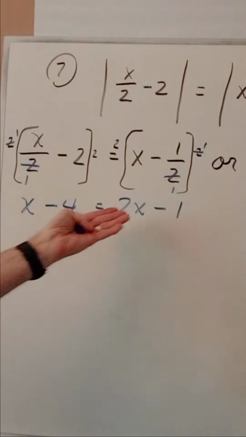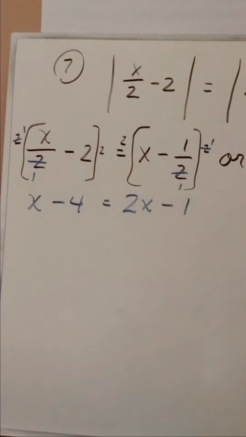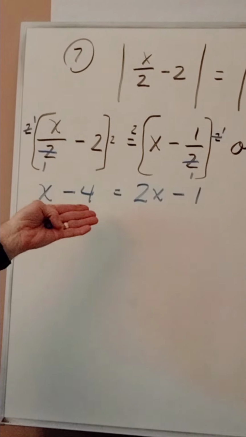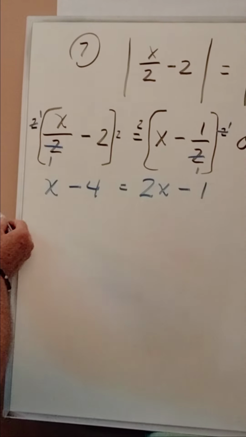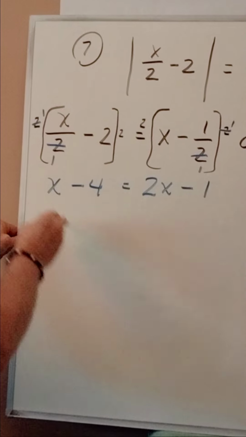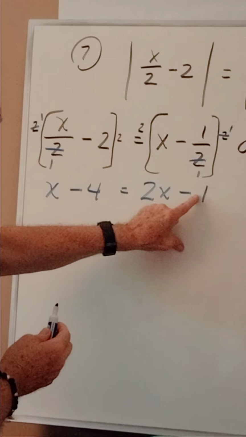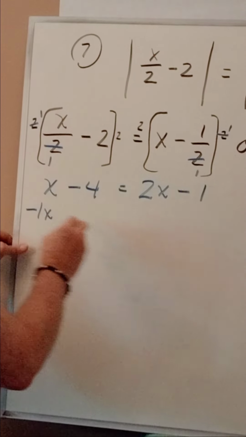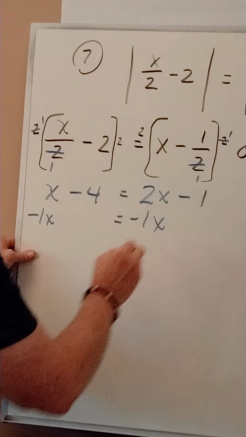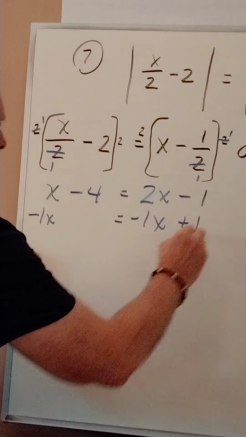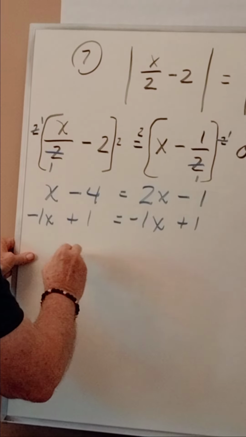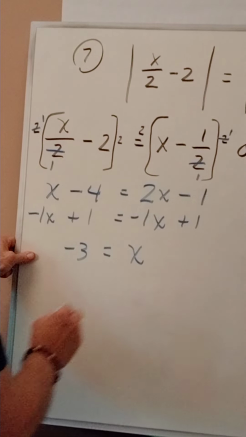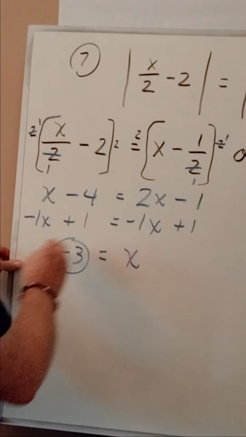Now, you can move the 2x over to the left-hand side if you want to, but then that's going to bring in a negative coefficient. I'm going to subtract an x on the left. I'm going to move the x over to the right-hand side, and I'm going to move that -1 back over to the left. -1x, -1x. +1, +1. We've got a -3 on the left-hand side, and we simply have x on the right. There's one solution.